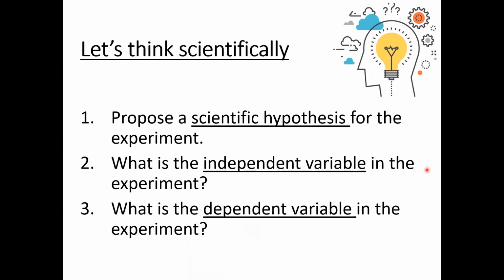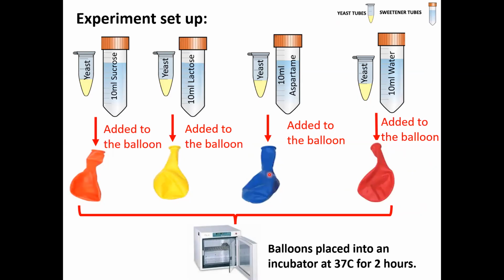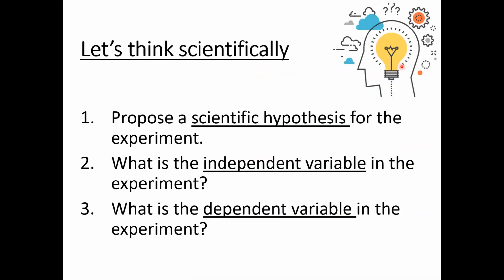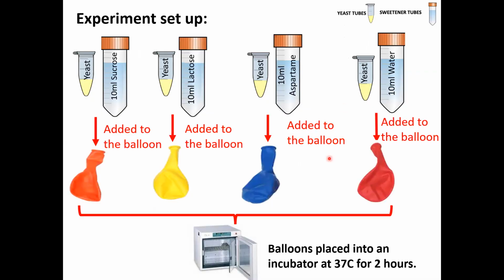Okay, so what is the independent variable in the experiment? The independent variable in this experiment will be our sweeteners, and the options are sucrose, lactose, and aspartame. Our control group is the water. What is the dependent variable? What are we measuring here? We're going to measure CO2 production. You could say CO2 production or cellular respiration; any of those would be okay.